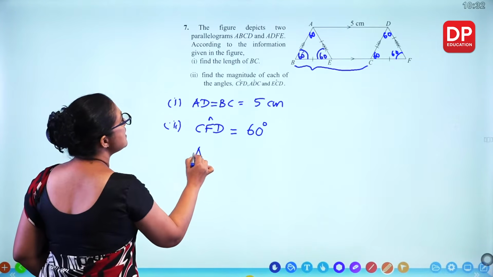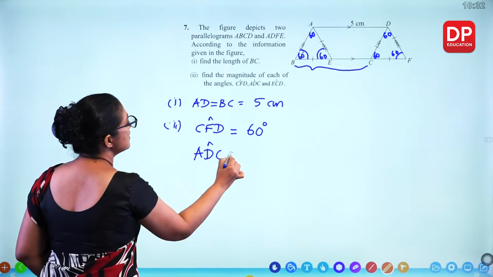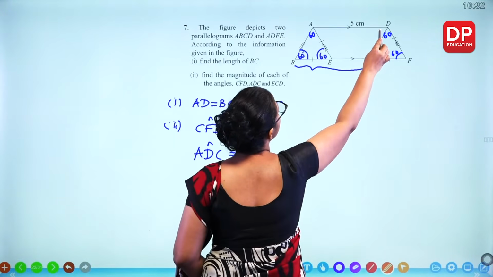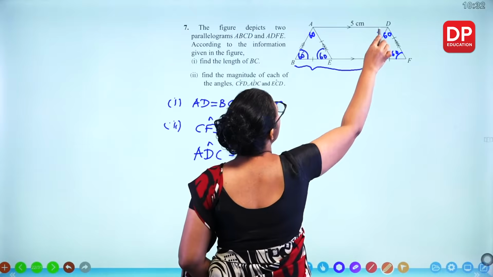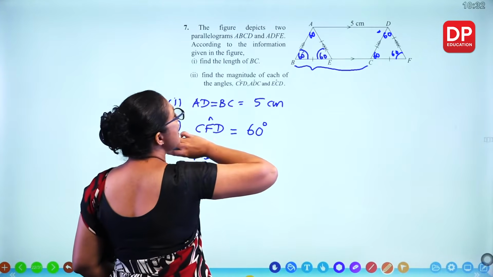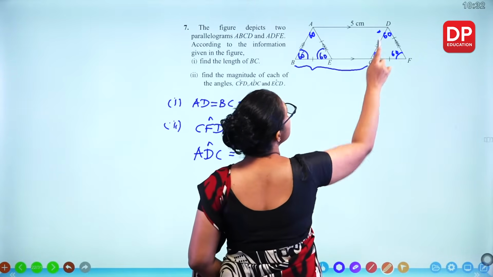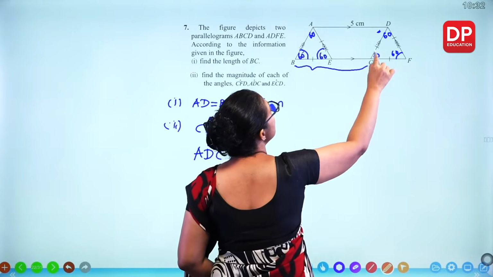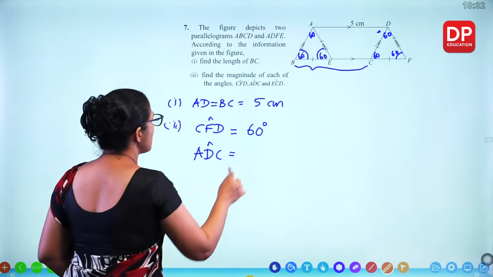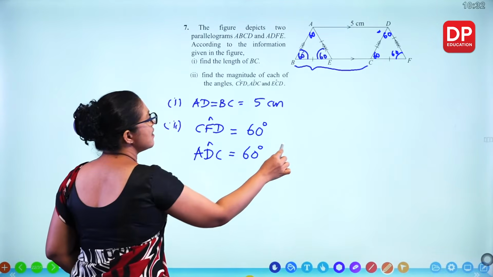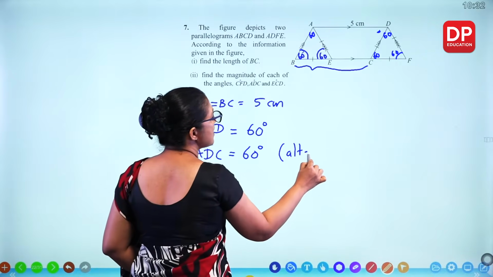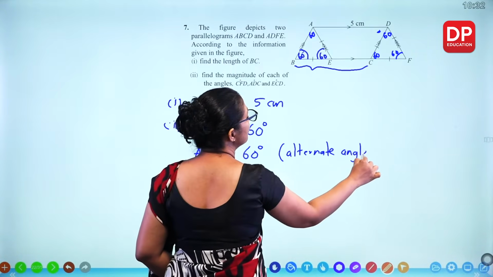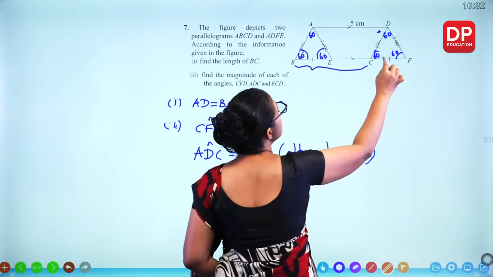What's ADC angle? ADC angle is this one. This one I can find either using alternate angles here, because these two lines are parallel. Straight away I can write that's also 60 degrees. Alternate angles are equal. This and this.